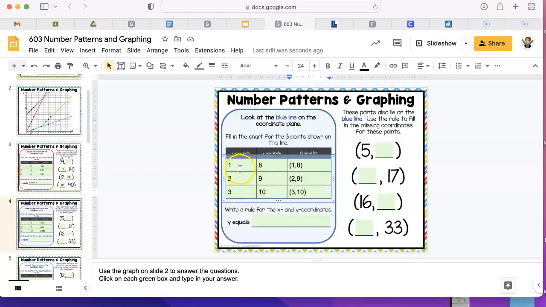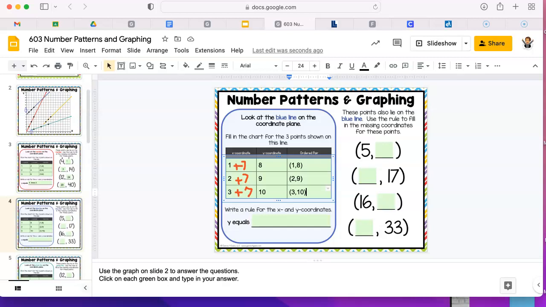Look at it, guys and girls. 1 plus 7 equals 8. You see that? 2 plus 7 equals 9. See the pattern? It's plus 7. 3 plus 7. This is getting easier, isn't it? 3 plus 7 equals 10.